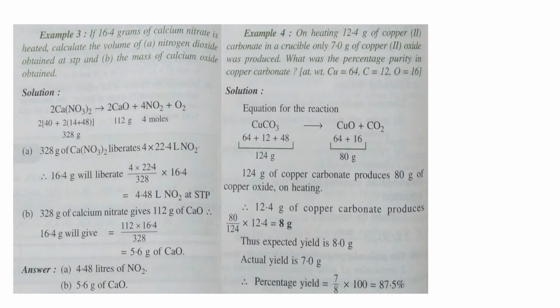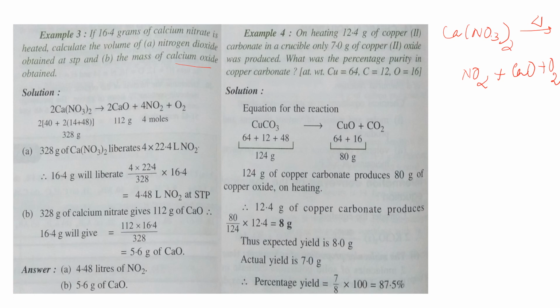Now, if 16.4 gram of calcium nitrate is heated, calculate the volume of nitrogen dioxide obtained at STP and the mass of calcium oxide obtained. That means you have understood that I am heating calcium nitrate, Ca(NO3)2. In the question the volume of nitrogen dioxide is given, so it will give you nitrogen dioxide, NO2. Then the mass of calcium oxide, so CaO is also forming, and as I am heating a nitrate, naturally oxygen will liberate.